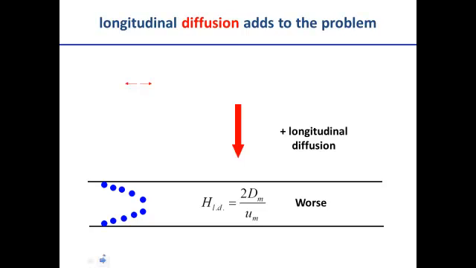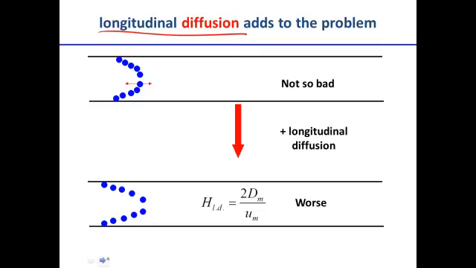So that's one part of H. Now the second part of H is what we call longitudinal diffusion. So this is the picture we ended with in the last slide, where this band has sort of intermediate width. But now we recognize that molecules are also free to diffuse along the axis of the column, not only radially, like we talked about before, but also axially.